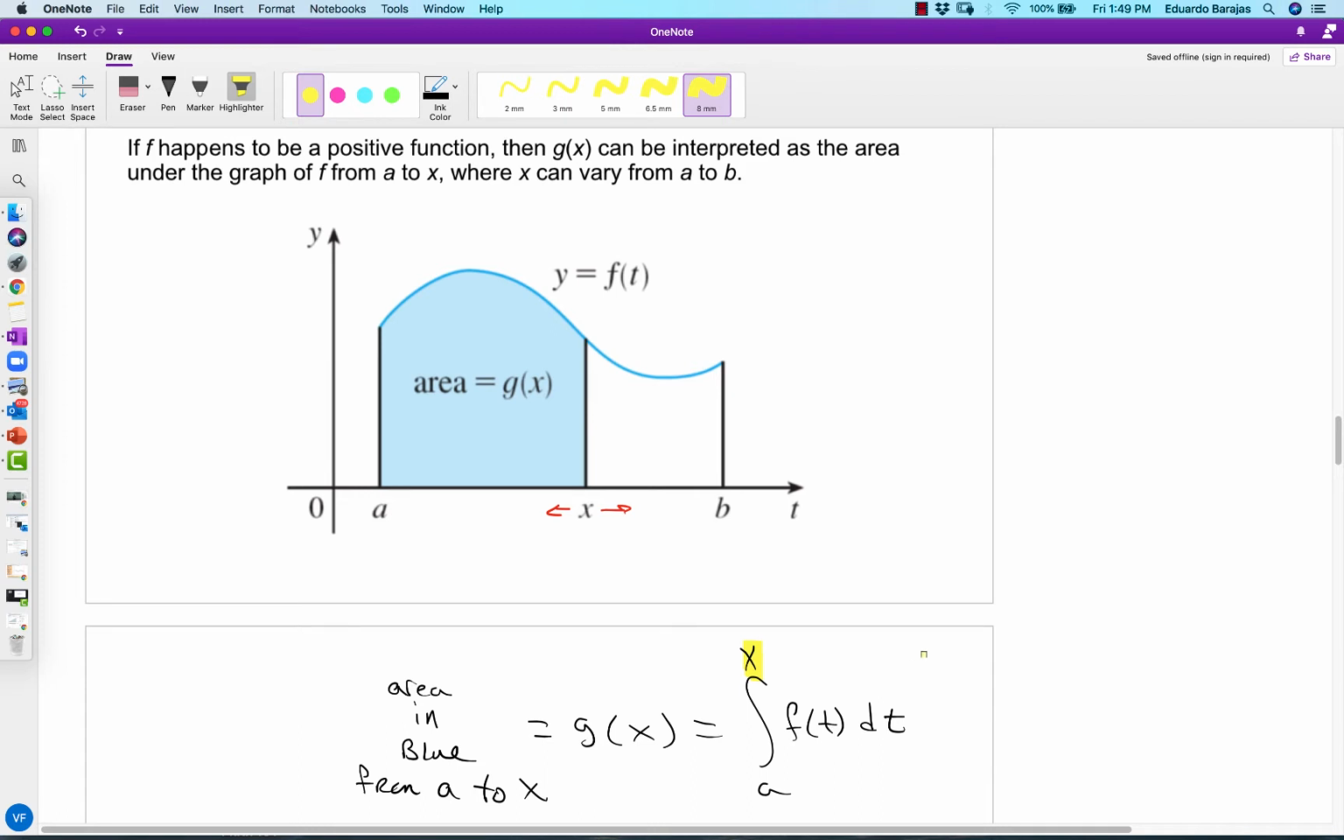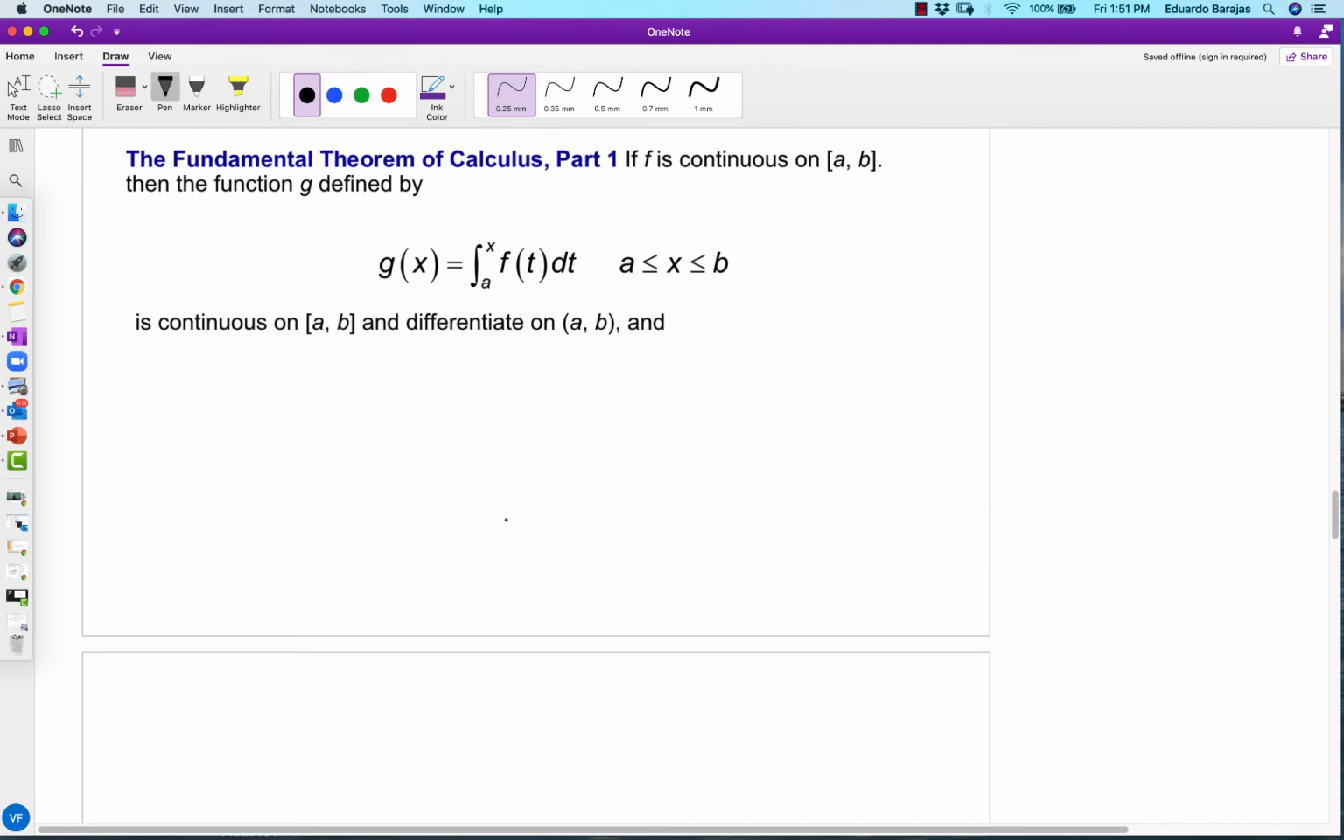Okay, so if we define a function g this way, finally we can come back and see the connection between the area problem and derivatives. So, the fundamental theorem of calculus part 1. If f is continuous on the set from a to b, then the function g defined by g of x equals the integral from a to x of f of t dt, where x is a value between a and b, is continuous on ab. So this is the g function. That g function is guaranteed to be continuous on the set ab inclusive and differentiable on ab.